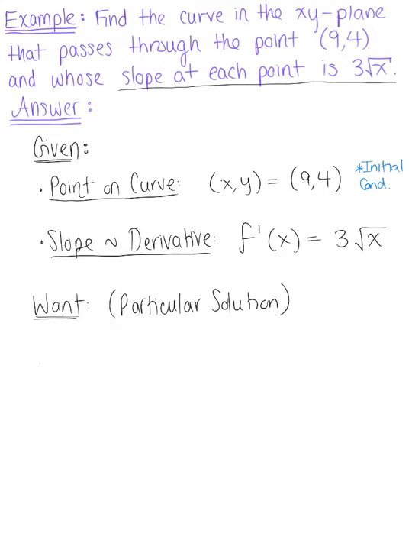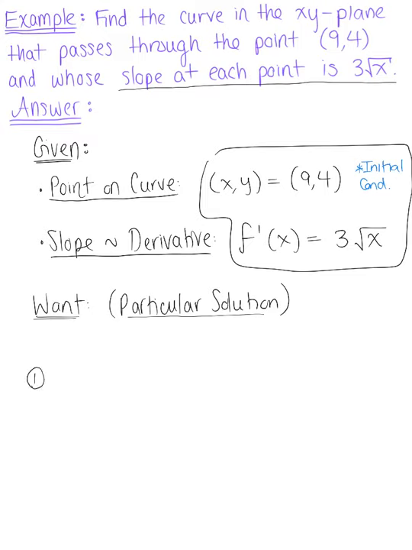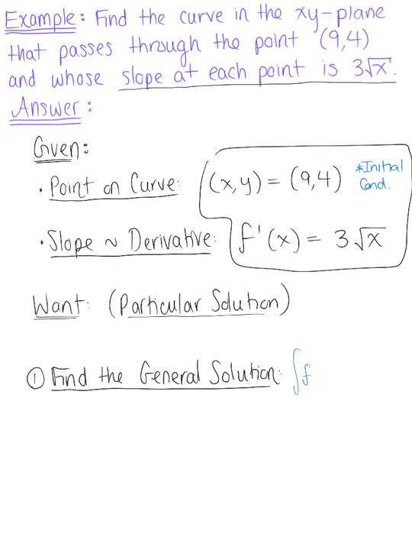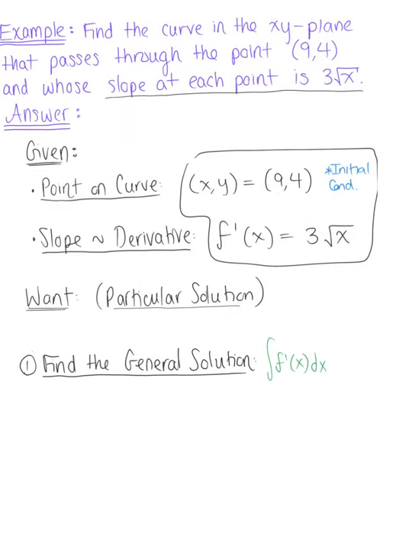So we know when we want a particular solution given some information like we are here, we need to start by first finding a general solution. So step 1, find the general solution. Find the antiderivative for an arbitrary c. So the general solution will be the integral of the derivative dx, which is equal to the antiderivative plus that arbitrary constant c.